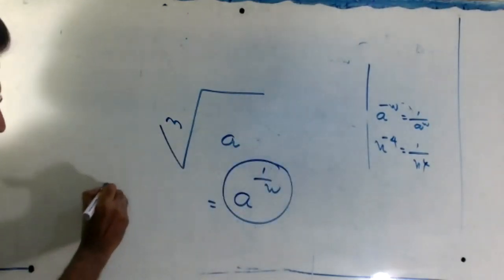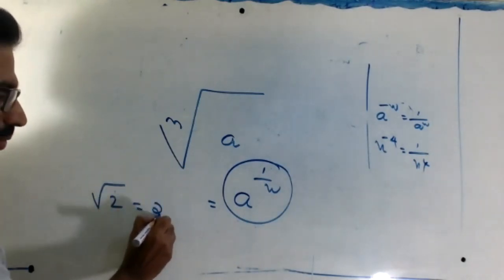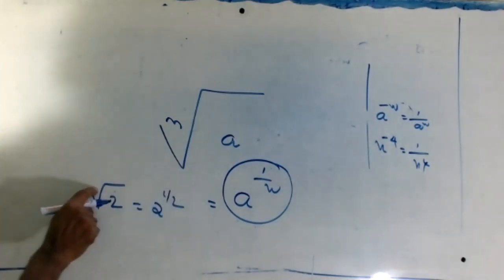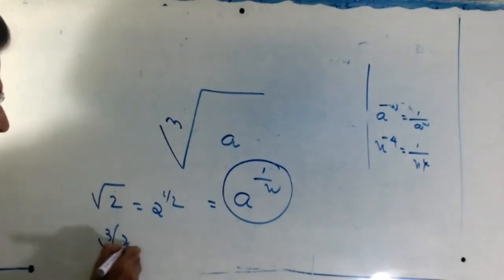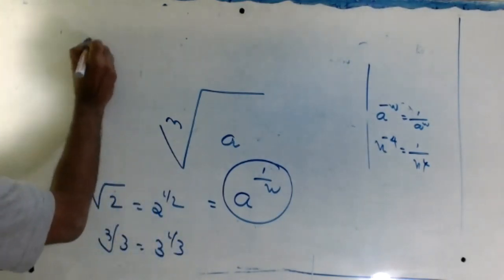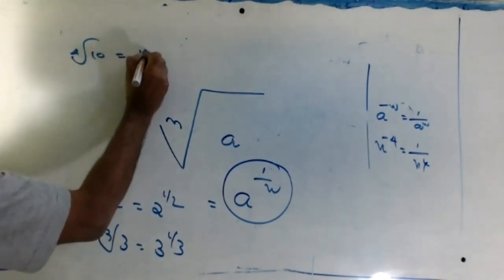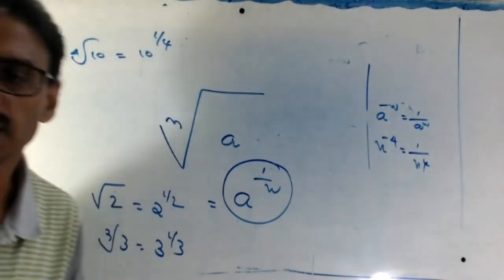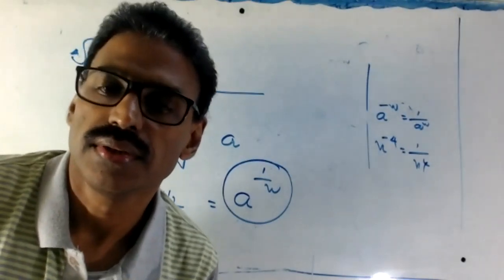Listen here. Square root of 2, we can write 2 raised to 1 by 2. Cube root of 3, we can write 3 raised to 1 by 3. Fourth root of 10, we can write 10 raised to 1 by 4, like that. I hope it is clear now, right?